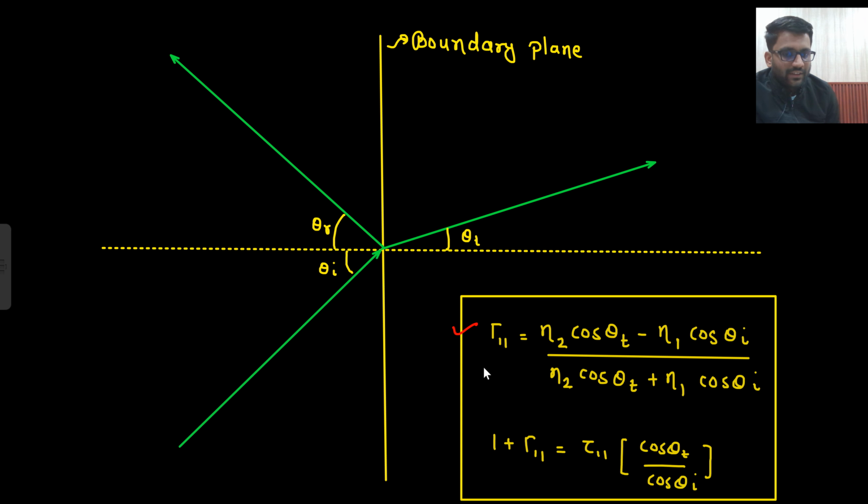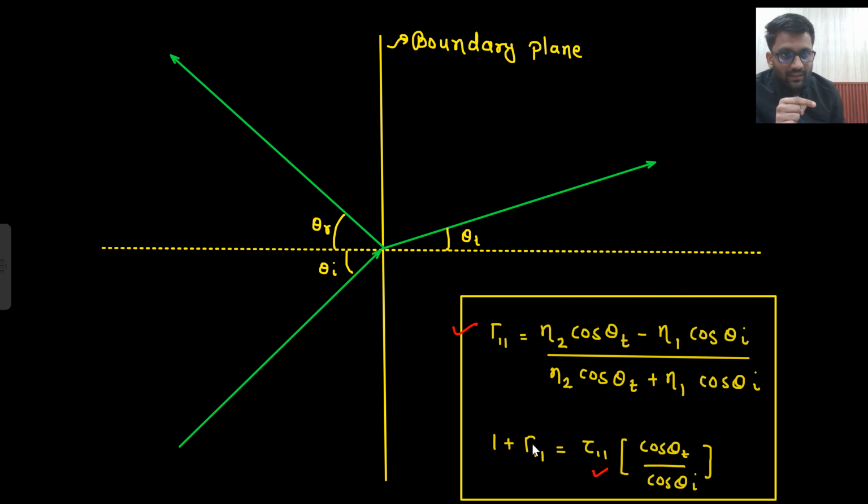This is the formula for the reflection coefficient, and this is the formula for the transmission coefficient. The formula we derive is: eta 2 cos theta t minus eta 1 cos theta I divided by eta 2 cos theta t plus eta 1 cos theta I, and the other formula is for the transmission coefficient. But when we derive the formula, there is a very important point. You have derived this formula for a particular assumption. This formula is not always true. And what is the assumption?